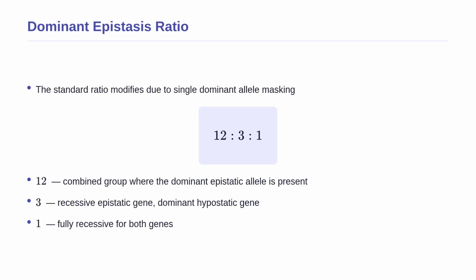Because this masking requires only one dominant allele, it changes our baseline ratio differently, resulting in a 12 to 3 to 1 ratio. In this scenario, having just one dominant allele of the epistatic gene is enough to mask the other gene entirely. As a result, the group of 9 and the first group of 3 from the standard Mendelian ratio merge together to form a large group of 12. The remaining 3 and 1 represent individuals who are recessive for the epistatic gene, which finally allows the hypostatic gene to show its true colors.